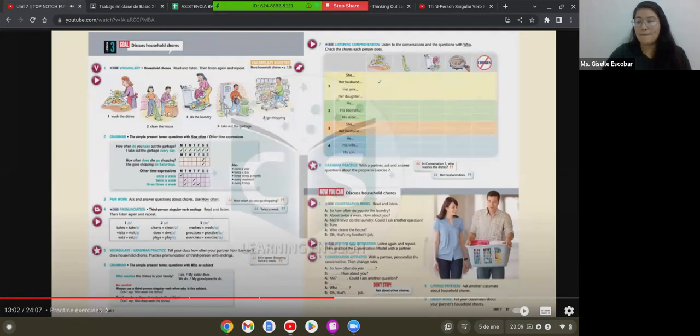On weekends, I do the laundry. And she cleans the house. So, on weekends, his wife cleans the house. Let's continue. And our son washes the dishes on weekdays. His son washes the dishes on weekdays. En los días de semana.